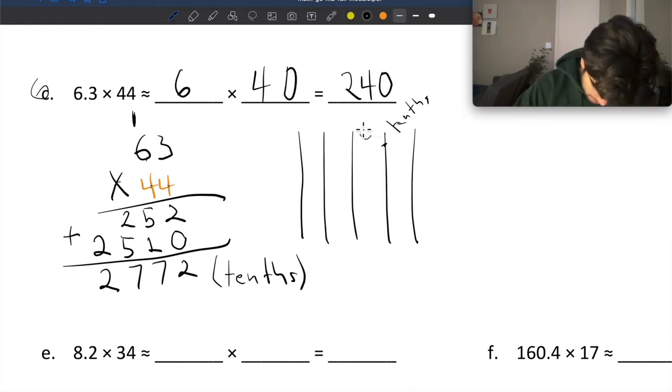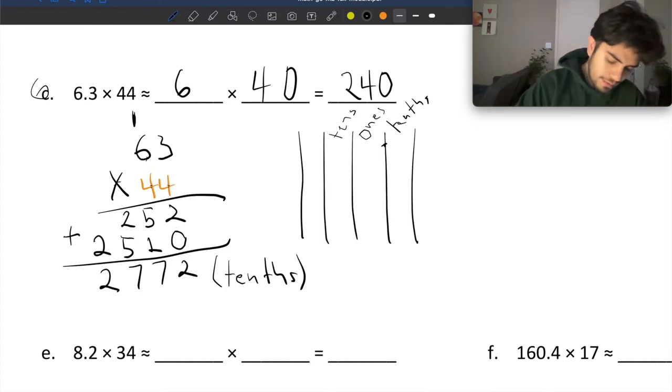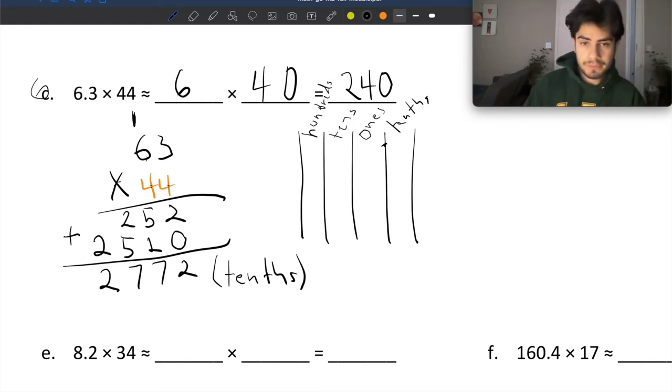The ones. Then we got the tens. And lastly, we have the hundreds. All right, that was very sloppy, whatever.